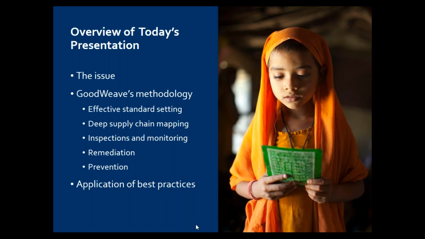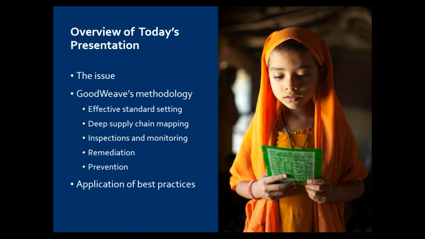We will cover the GoodWeave methodology, which is comprised of 5 key points: effective standard setting, deep supply chain mapping, inspection and monitoring, remediation and prevention. And we're going to also look at the application of some of these best practices in areas where GoodWeave is working. After the session, the attendees will have an understanding of why standards are important for protecting children and eliminating child labor, how deep supply chain mapping is important for the identification of child labor. They will learn some of the best practices, as I said, for conducting inspections at various levels of the supply chains.